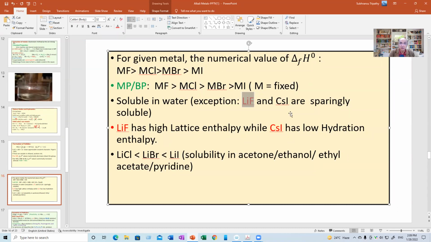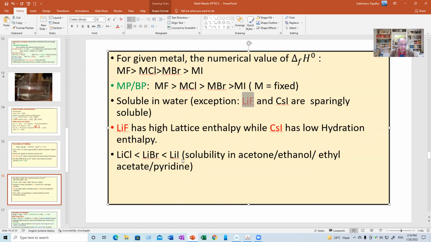So also cesium iodide, here the hydration enthalpy is very, very less. Both are bulky, obese, positive ion and negative ion, both are obese. So this one is really sparingly soluble, but this is very less soluble. Besides these two, other halides are highly soluble in water.